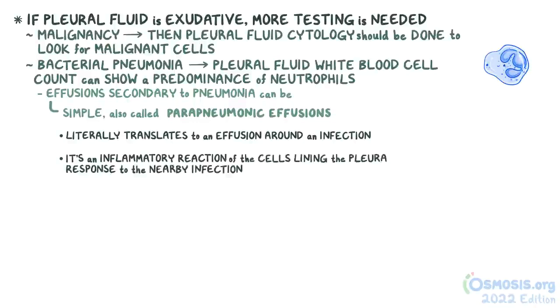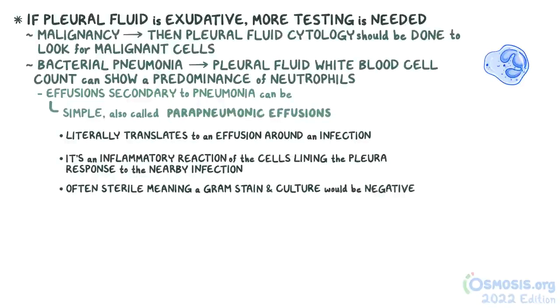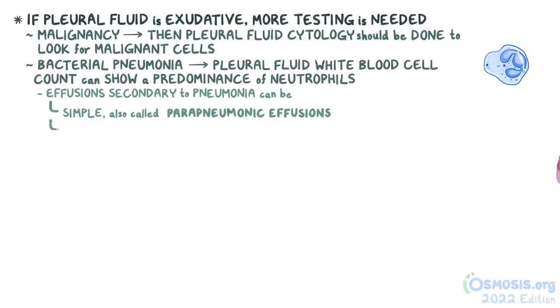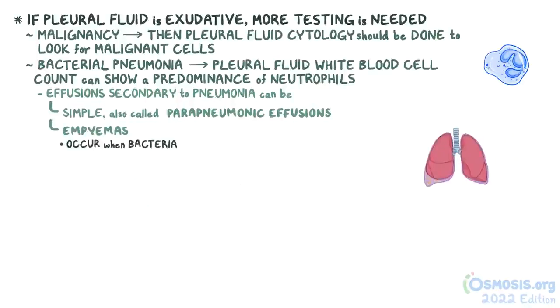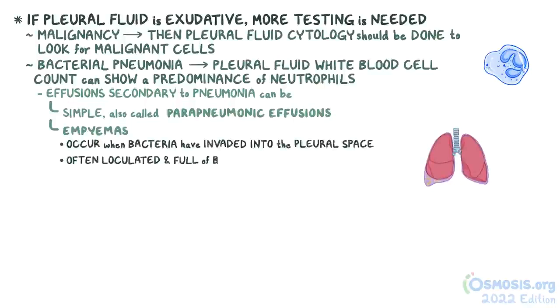Consequently, parapneumonic effusions are often sterile, meaning a gram stain and culture would be negative. Parapneumonic effusions improve as the pneumonia resolves. On the other hand, empyemas occur when bacteria have actually invaded into the pleural space. Empyemas are often loculated and full of bacteria, pus, and adhesions.